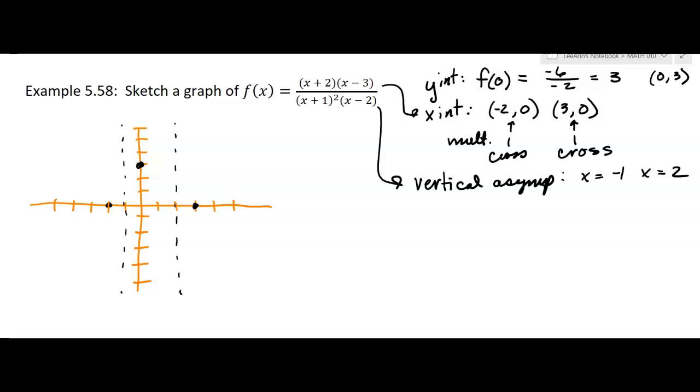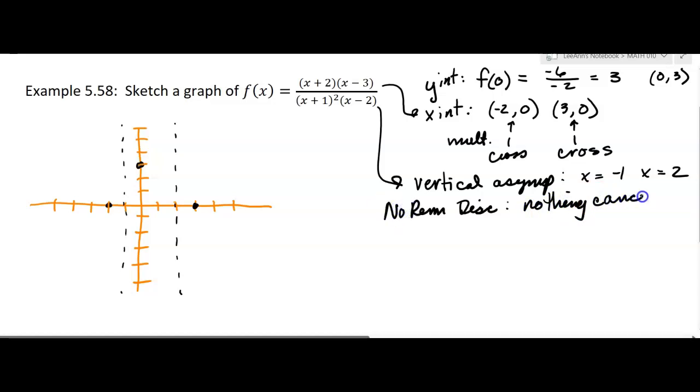So removable discontinuities. There aren't any. Nothing cancels here. So there are no removable discontinuities. So we don't get to do that, but that's okay. It's a fine example.